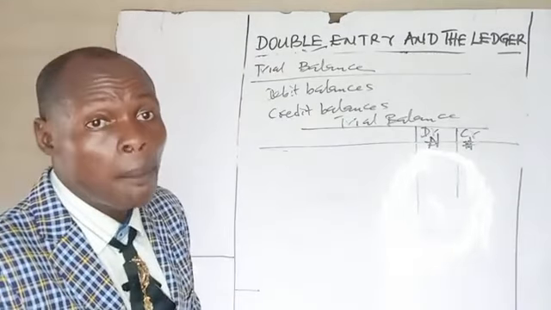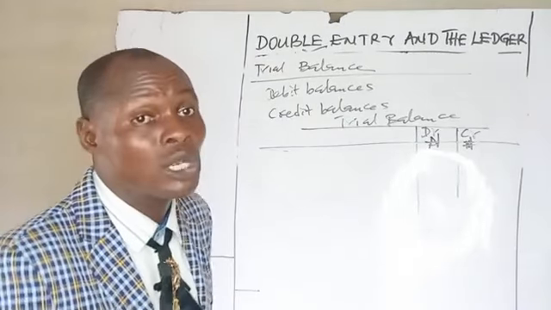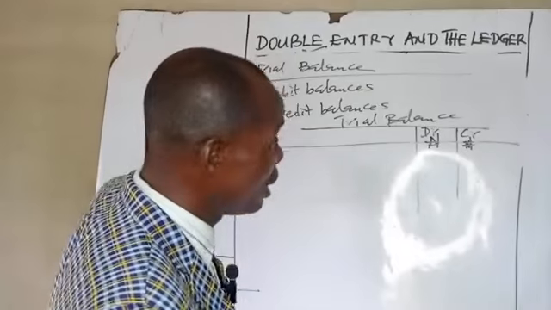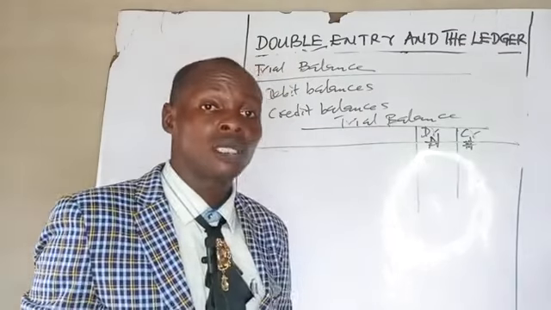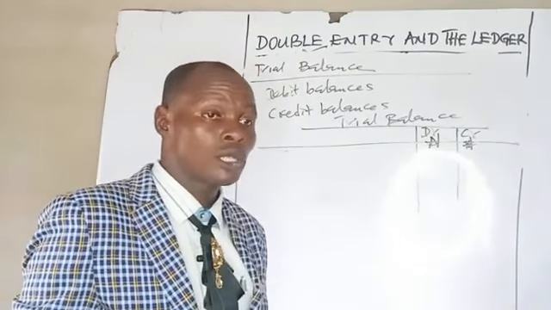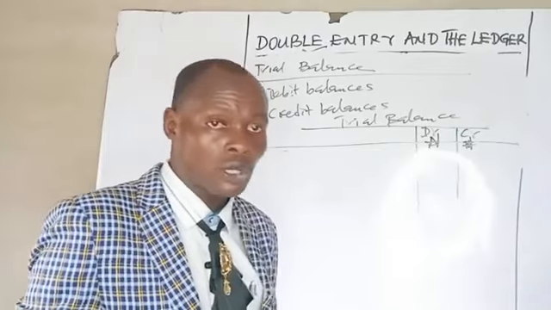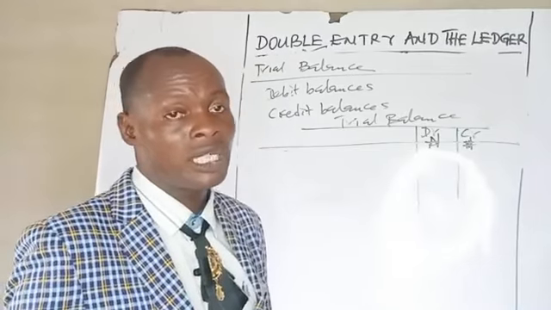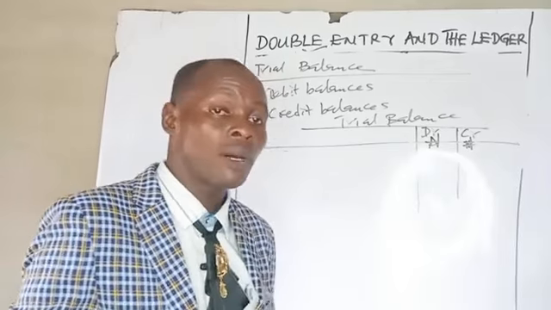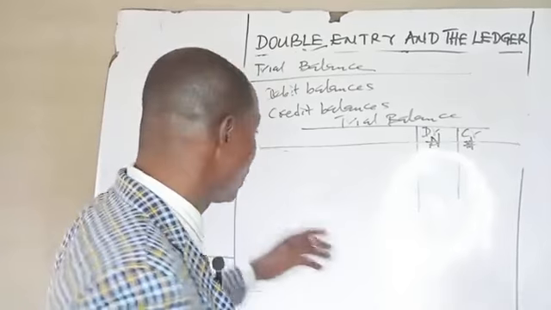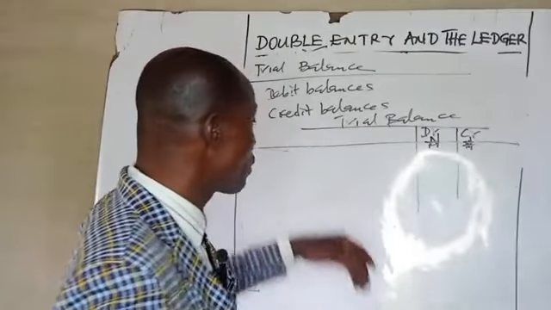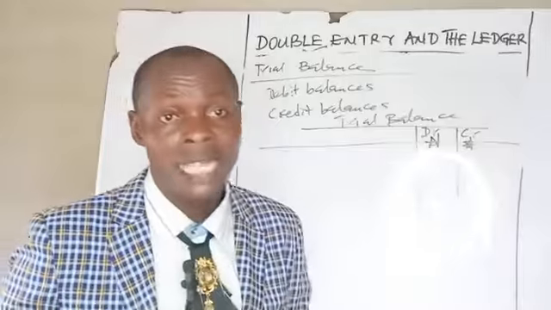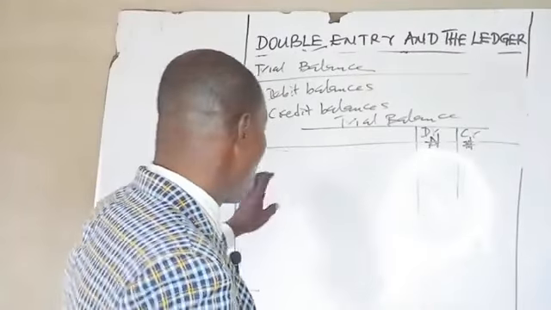That is why there are a number of errors you might have committed which your trial balance will fail to agree. And these have been considered in my earlier video on trial balance. Errors such as errors of omission, errors of commission, errors of principles, errors of original entry, compensating errors, and complete reversals of entry. I've considered these errors in my earlier videos, even on my videos on suspense accounts and errors.